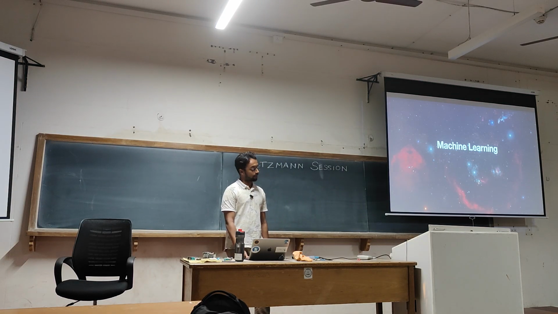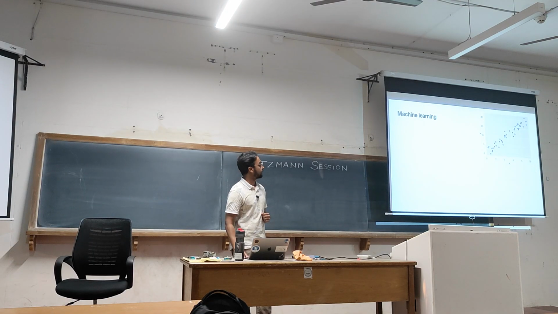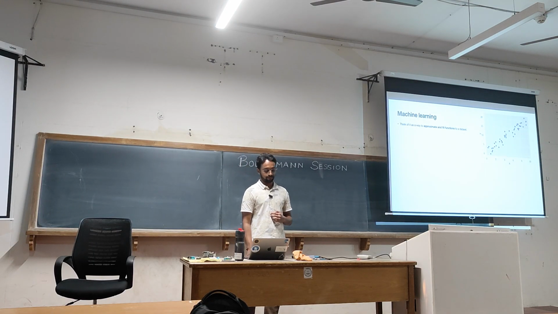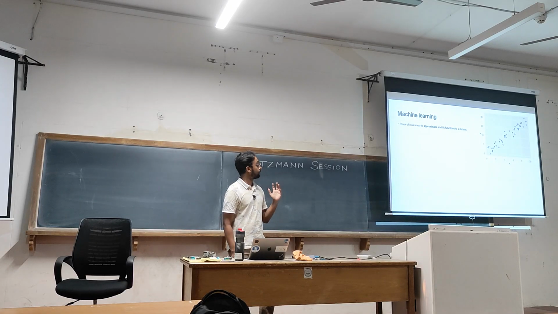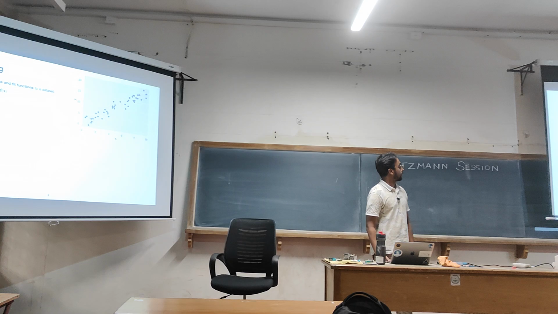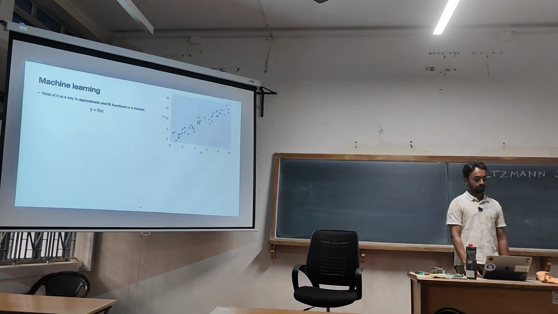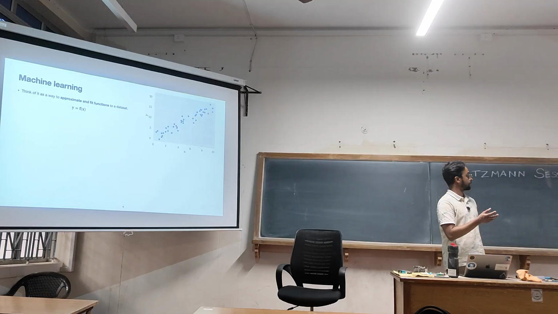So I'll start by talking a bit about machine learning. It might be very useful for you if you've not had a background, but even if you do, I think it's nice to talk a bit about it. So machine learning, the basic idea is you think of it as a way to approximate and fit functions to a data set. Your data set could be anything, by the way. This is just a random set of points that I've displayed here. They have coordinates y and x, and you want to fit a function y equals f of x to the data.